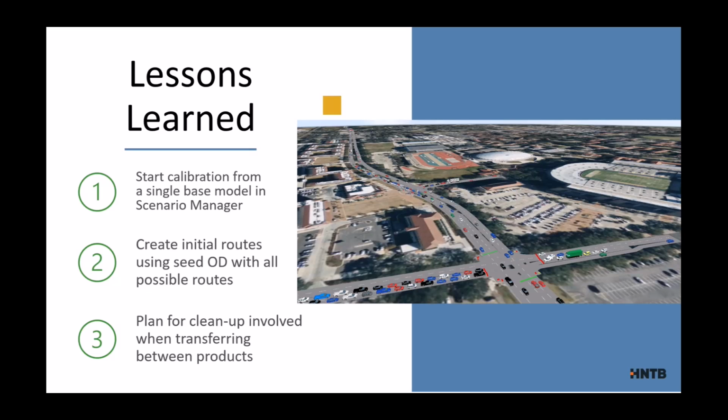What that meant was that we had some routes in the AM that weren't in the PM and vice versa. That also created some issues in the scenario manager as we tried to modify some of the routes. We ended up trying to modify routes that didn't exist. And it just got a little clunky. So next time what we would do is start with that seed OD matrix that had all the possible routes in it, and use that to create our routes in our base model, so that we would have all the possible routes in both of our models, and we'd have that consistency.